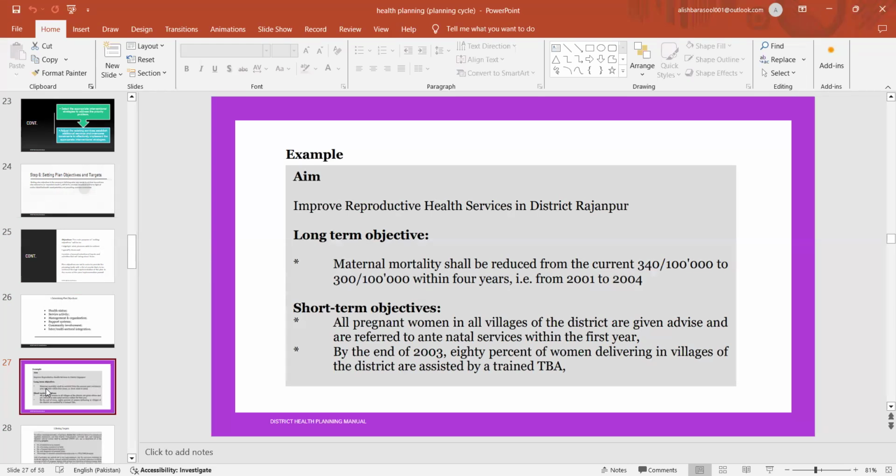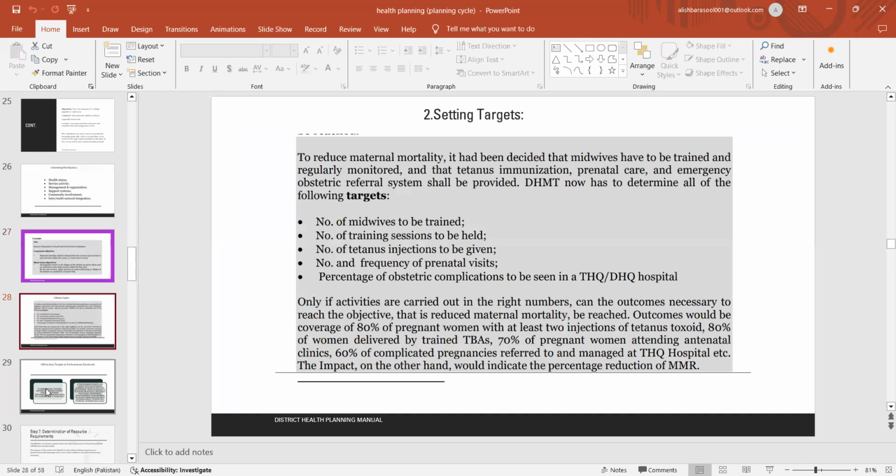Short-term objectives. All pregnant women in all villages of district are given advice and are referred to antenatal services within the first year. By the end of 2003, 80% of women delivering in villages of district are assisted by a trained traditional birth attendant. Number 2 is the setting targets.